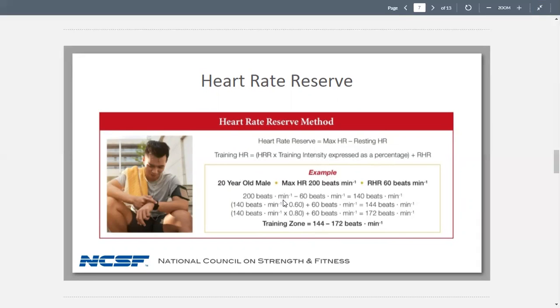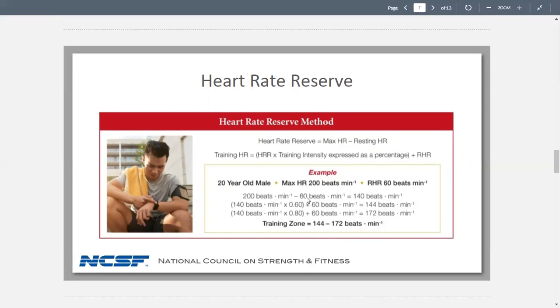So 200 beats per minute minus 60 beats equals 140 beats per minute. Then you multiply that by 0.60, which is 60%, and that would be 84 beats per minute, plus the 60 resting beats equals 144 beats per minute. Then you also multiply 140 beats per minute times 0.80, or 80%, plus the 60 beats equals 172 beats per minute. So the training zone for the individual who is 20 would be 144 to 172 beats per minute if their resting heart rate is 60 beats per minute.